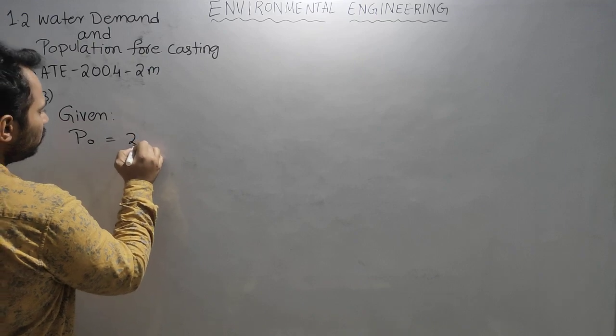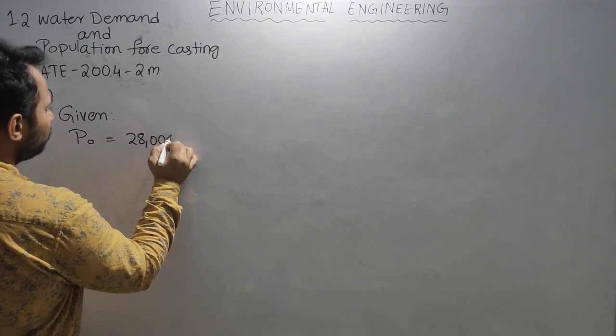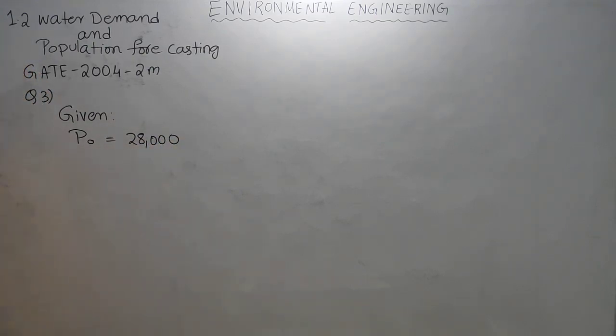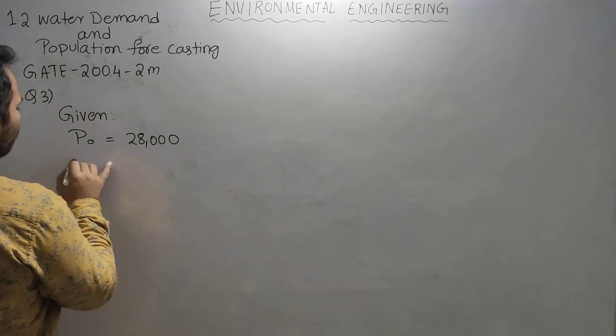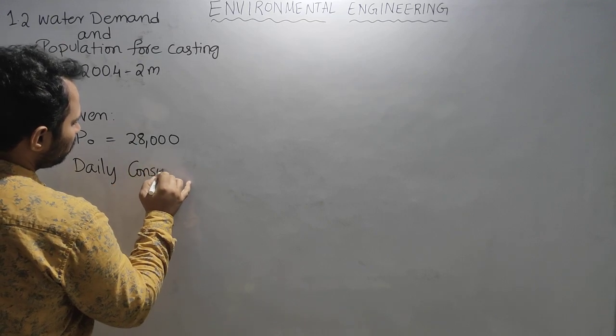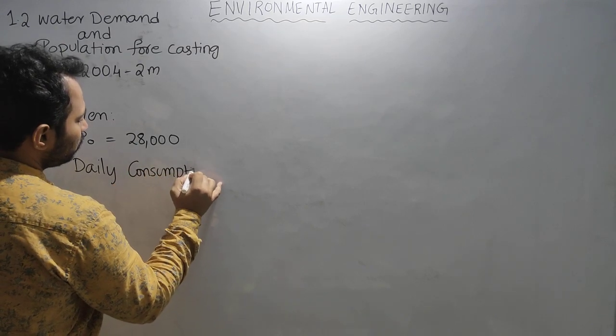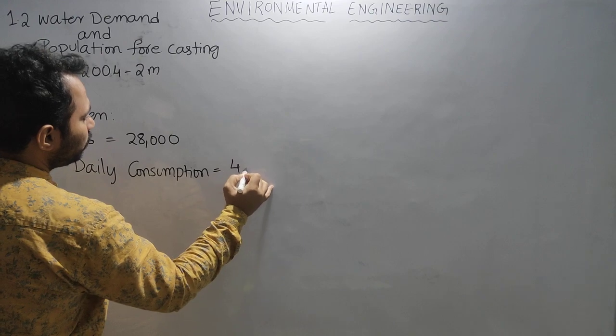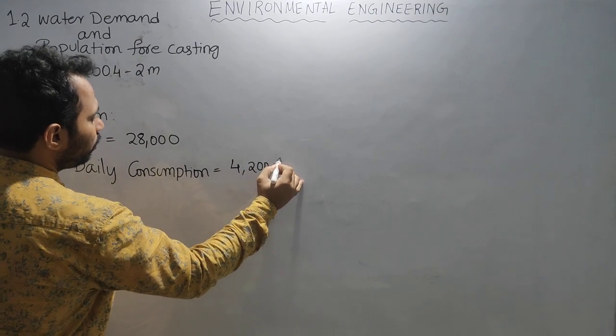P naught is 28,000. Okay. So daily consumption is 4,200 meter cube per day.